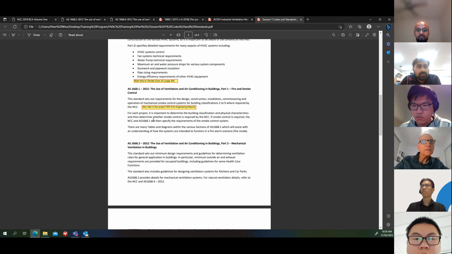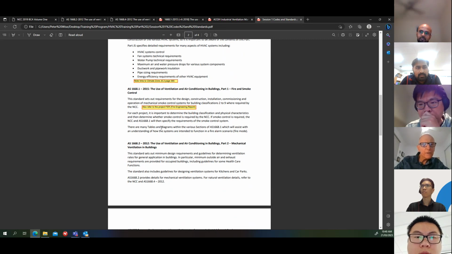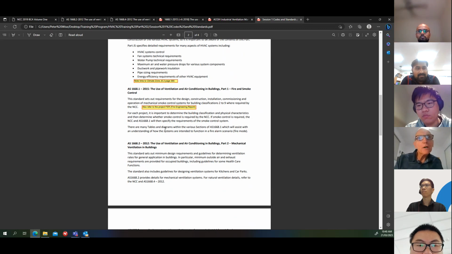Yeah, if the FER doesn't say anything, that means that you just comply with the normal documents. It's deemed to satisfy. So you have to refer to the NCC and AS 1668 and comply with what they're asking for that building. Okay, so we still need to refer to the FER and 1668.1, right? Both things definitely need to be referred, always. But the FER might give you concessions. It might change something.